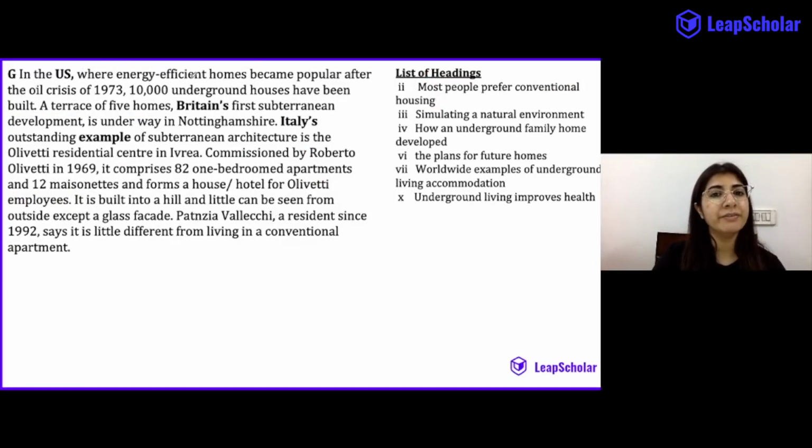For paragraph G, in the US, where energy efficient homes became popular after the oil crisis of 1973, 10,000 underground houses have been built. A terrace of 5 homes, Britain's first subterranean development, is underway in Nottinghamshire. So I have an example of house development in the US, in Britain, and if you continue reading, in Italy as well. So you have worldwide examples of underground living accommodation, which is why heading number 7 is the correct heading for this paragraph.